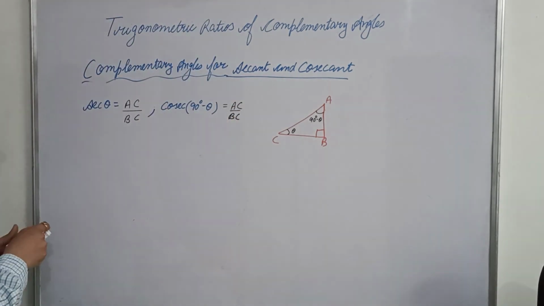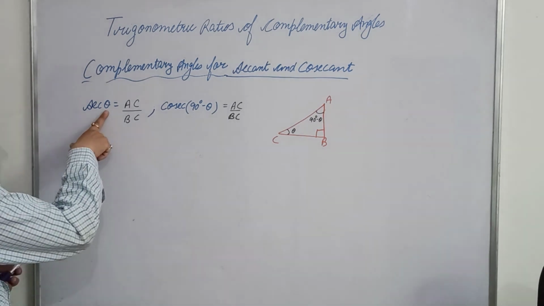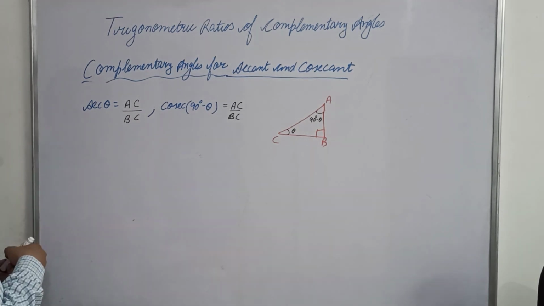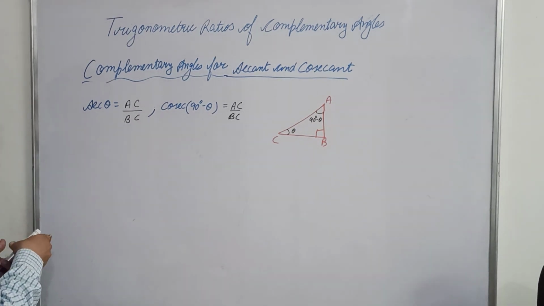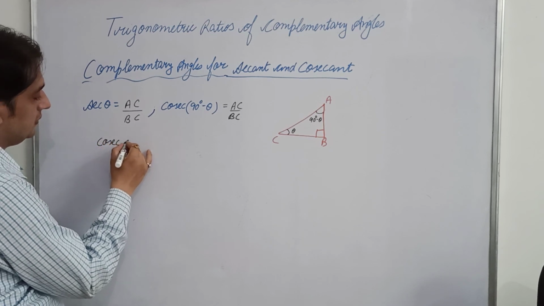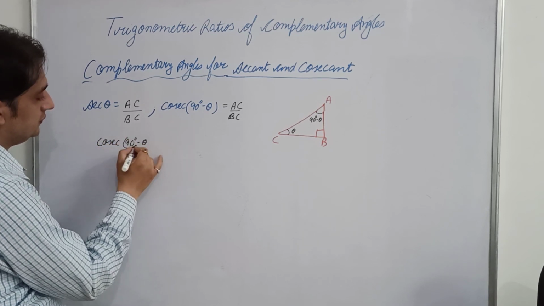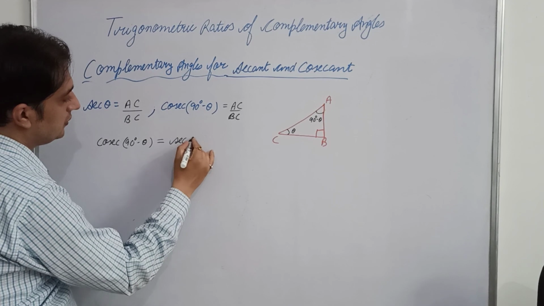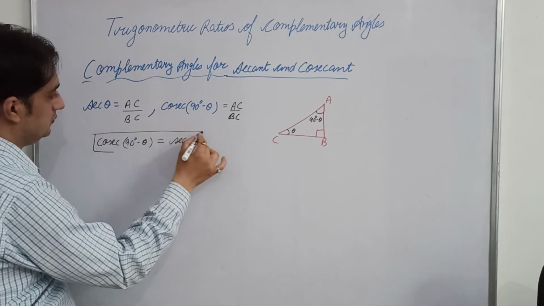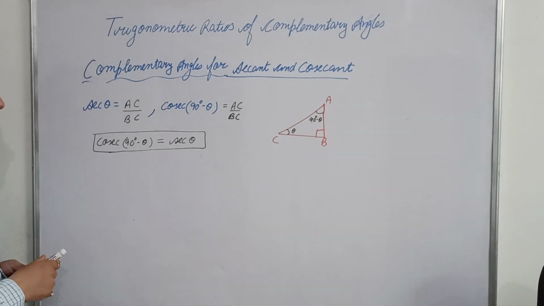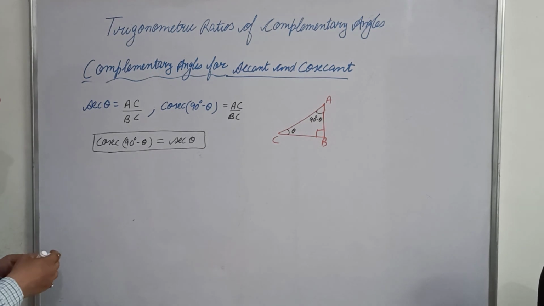See, the two T ratios are the same. Here the angle is theta and here the angle is its complementary angle, that is 90 minus theta. So from this you can write cosecant of 90 minus theta is equal to secant theta. So these are the values of T ratios which are equal.